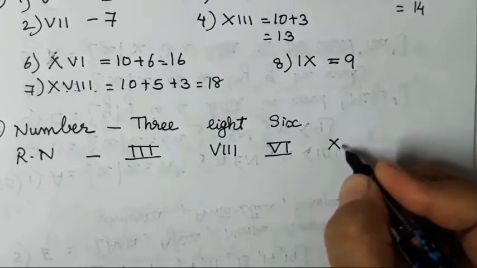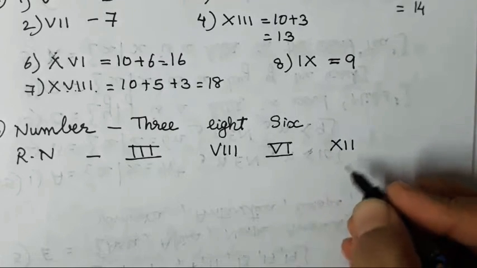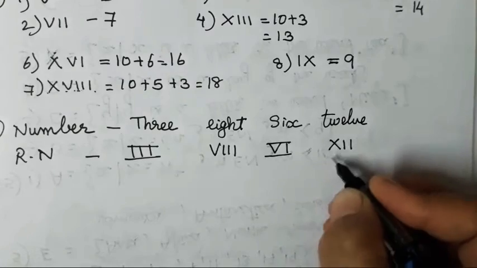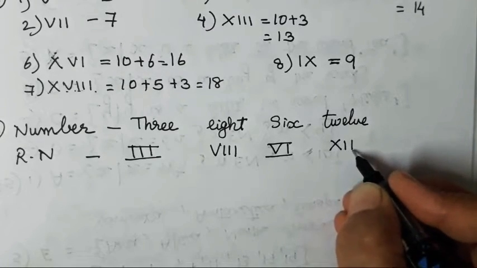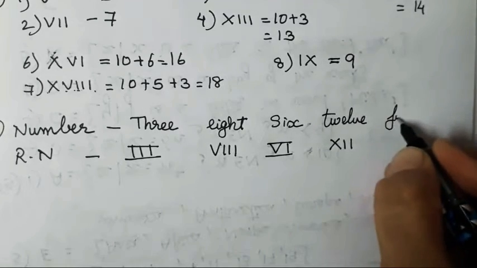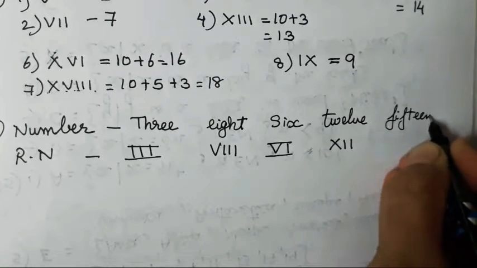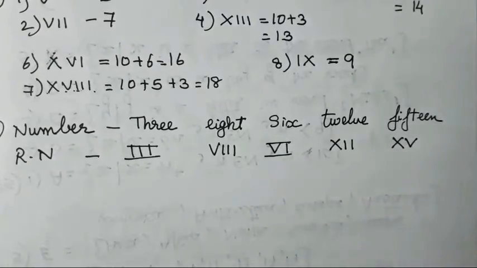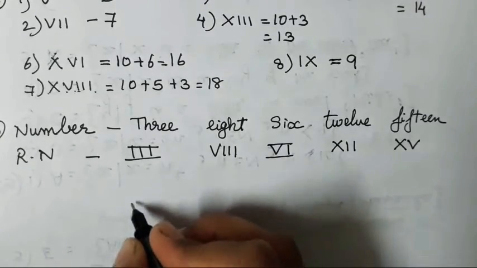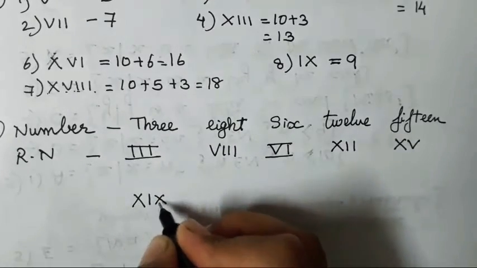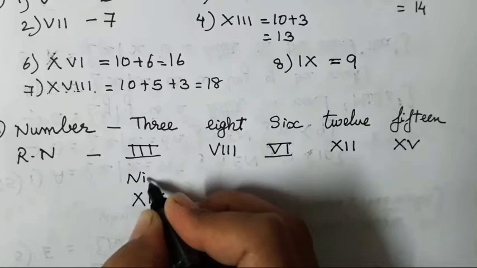Next is X and 2 I's. So this is going to be 12. X means 10, 1 and 1. 1 plus 1, 2. Now next is 15. So 15, how are you going to write? 10 plus 5. Then comes X and 9. So 10 plus 9, 19.